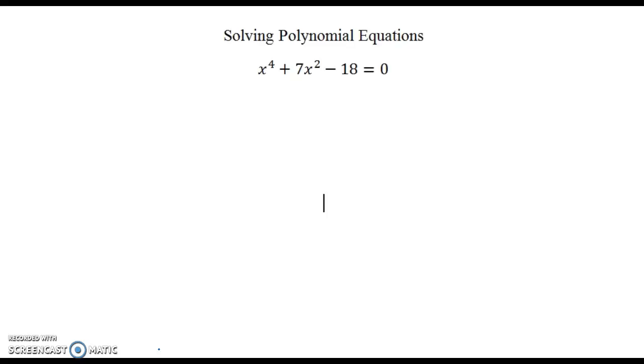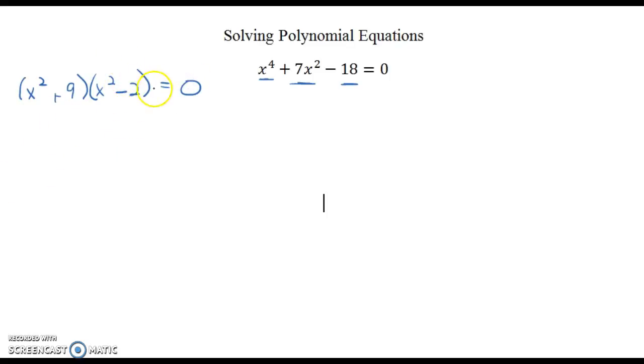If I look at this equation, we have x to the fourth plus 7x squared minus 18 equals 0. If you notice, this is actually a quadratic-like equation because we have x to the fourth, we have an x squared, and we have a constant. So to start, I'm going to factor this. So let's just factor the binomial. Pretend it's x squared plus 7x minus 18. So we get x squared plus 9, and we get x squared minus 2 equals 0. So that's how it should be factored.